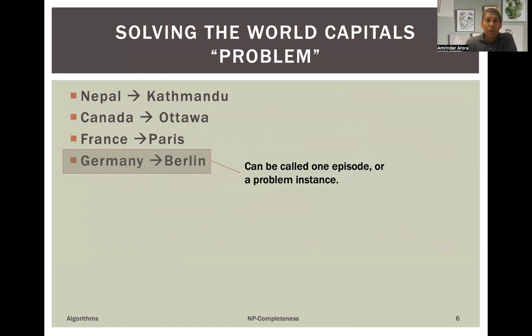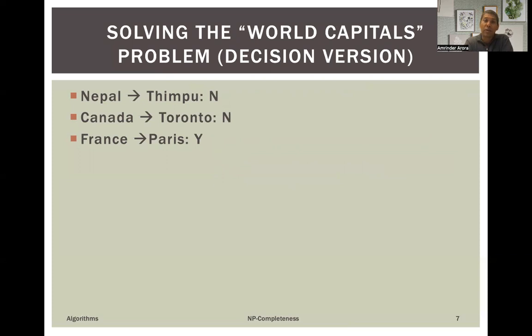Let's take another example. Let's suppose we have this world capitals problem. So we would like to say, okay, we're given a set of country and city, and we would like to either say yes to it or say no to it, assuming that's right or wrong. So for example, if you're given the pair Germany, Berlin, we would say this is one problem instance, and we would like to accept it. And if we're given something else, we might reject it. For example, if we're given the pair Nepal, Thimphu, we would say no. If we would say Canada, Toronto, we would say no. And if we're given France, Paris, we would say yes.